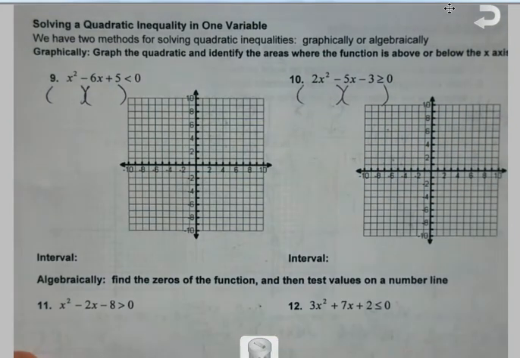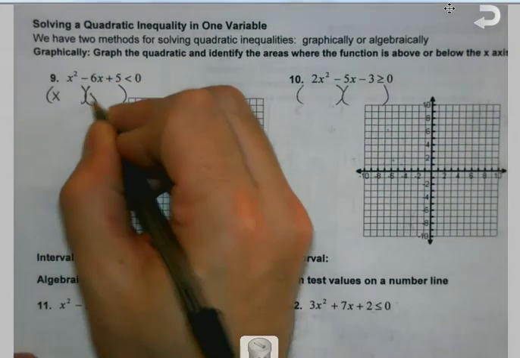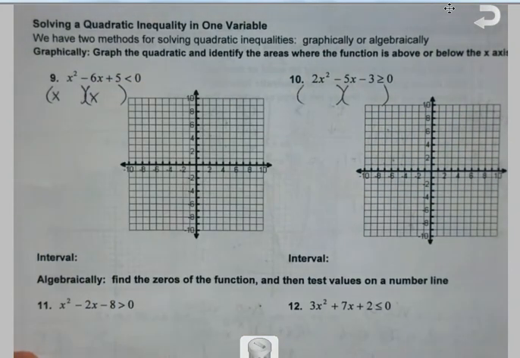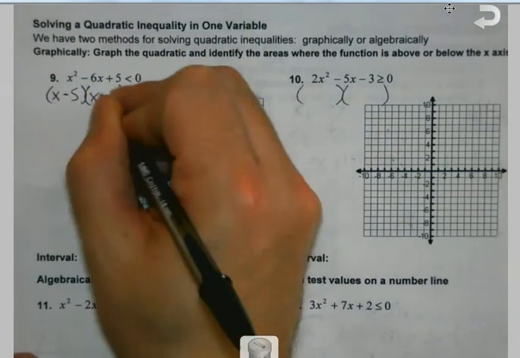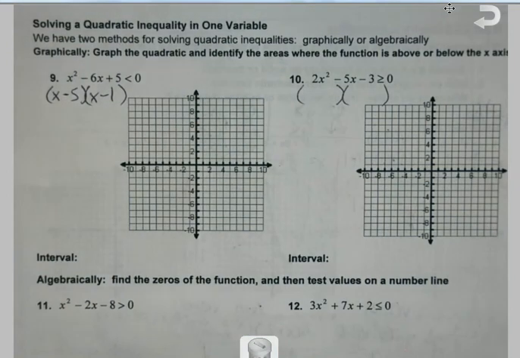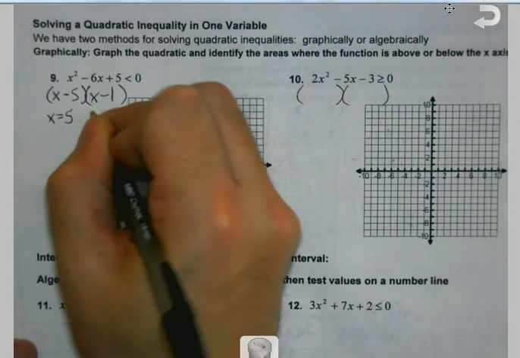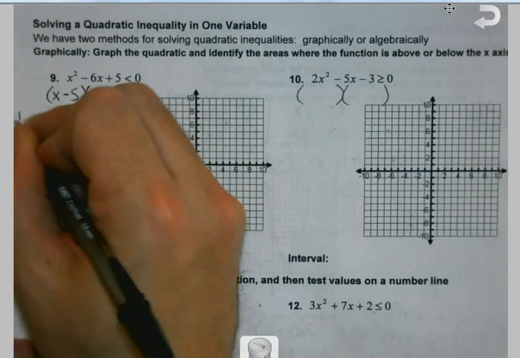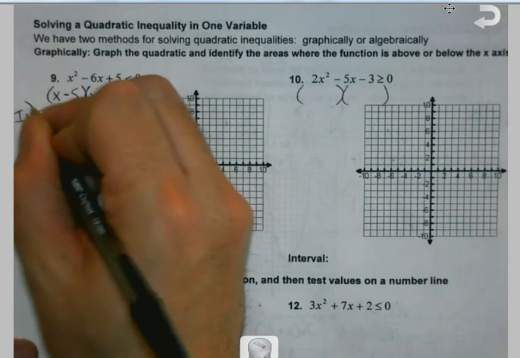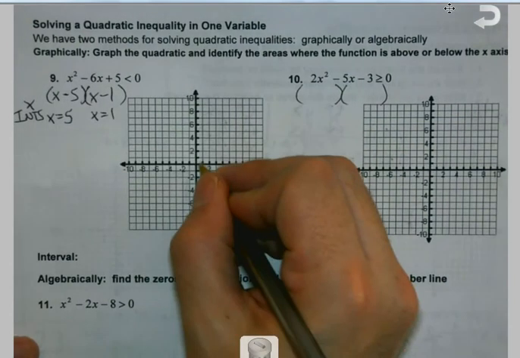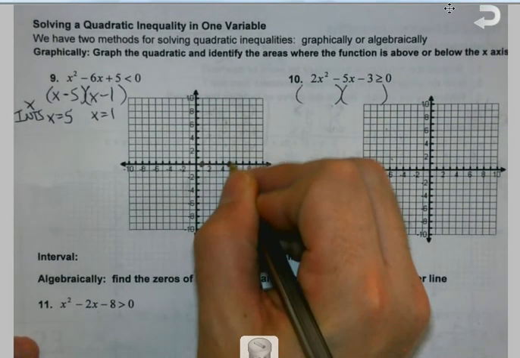So let's see here. Multiply to 5 and add to negative 6. All right, x minus 5, x minus 1. So here, to get my intercepts again, I'd set each quantity equal to 0. So my intercepts are going to be at 5 and at 1. So I've got 2 of my points.